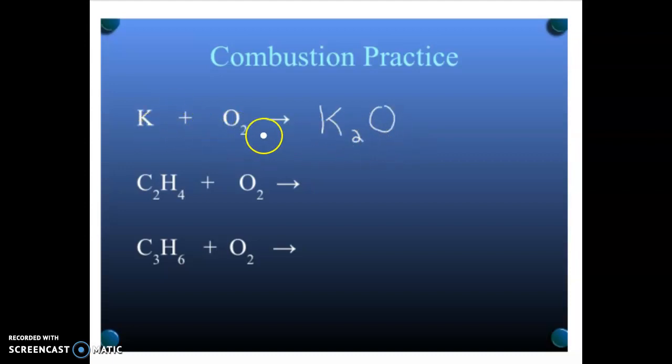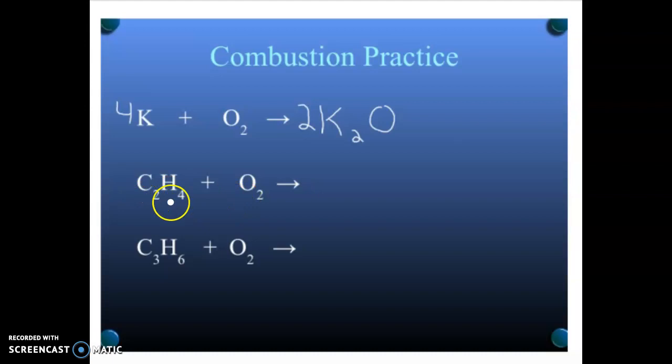And now we balance this out. So there's 2 oxygens here, there's 1 here, so you need a coefficient 2. And that gives you now 4 potassiums, so you'd have to have a coefficient 4 in front of the K on the left side. So that one's all done.